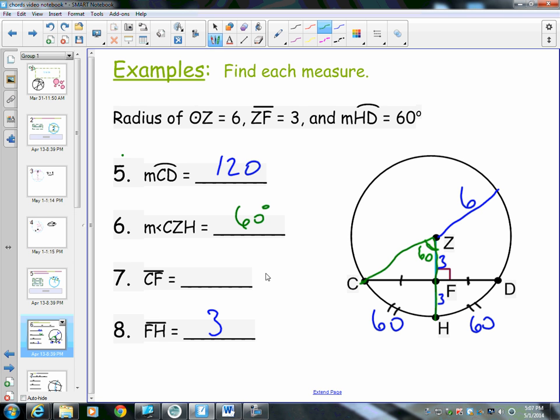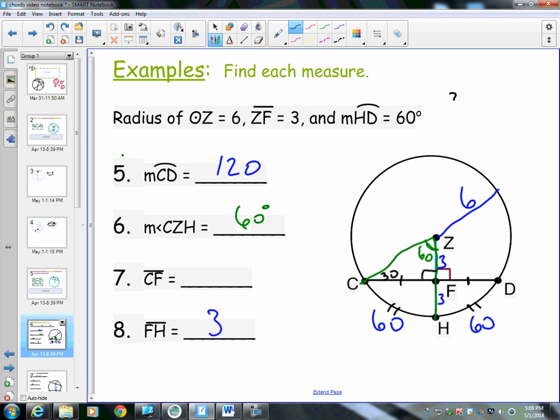Last one is we want to find the segment CF. This one might not be as clear to you, but we can first notice this is a right angle, and this one of course is also a right angle. And again, the three angles inside of a triangle have to add up to 180. Some people can already see quickly this is going to be a 30-degree angle, because 30 plus 60 plus 90 is 180. We have a 30-60-90 triangle now.